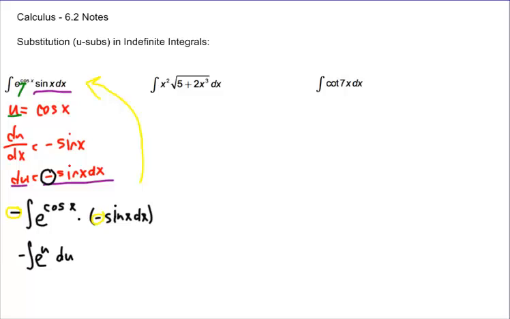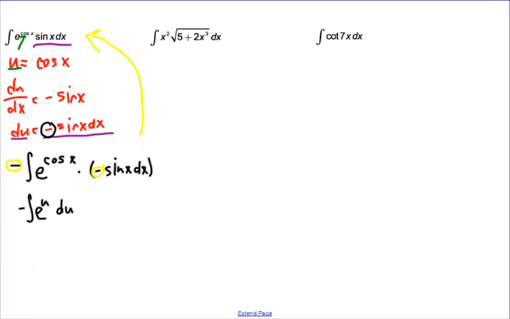And this is great because when you integrate e to the u, you're just going to get e to the u. So this is negative e to the u plus c. And then what was u? That's cosine x. So my final answer is going to be negative e to the cosine x plus c. So that's how my substitution would work.